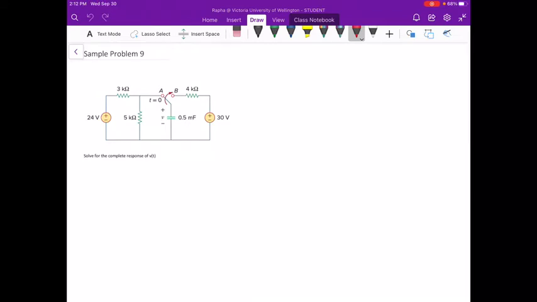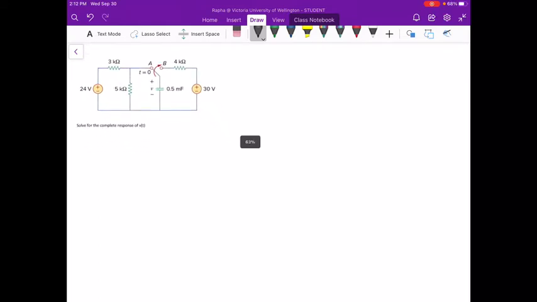This problem requires us to solve for the complete response of V as a function of time. So the V that we are talking about here is the voltage across the capacitor. There is only one capacitor here, but there are two voltage sources and three resistors. So we can solve this in two parts. The first part is when the switch is at position A, and then the second part is when the switch is at position B.